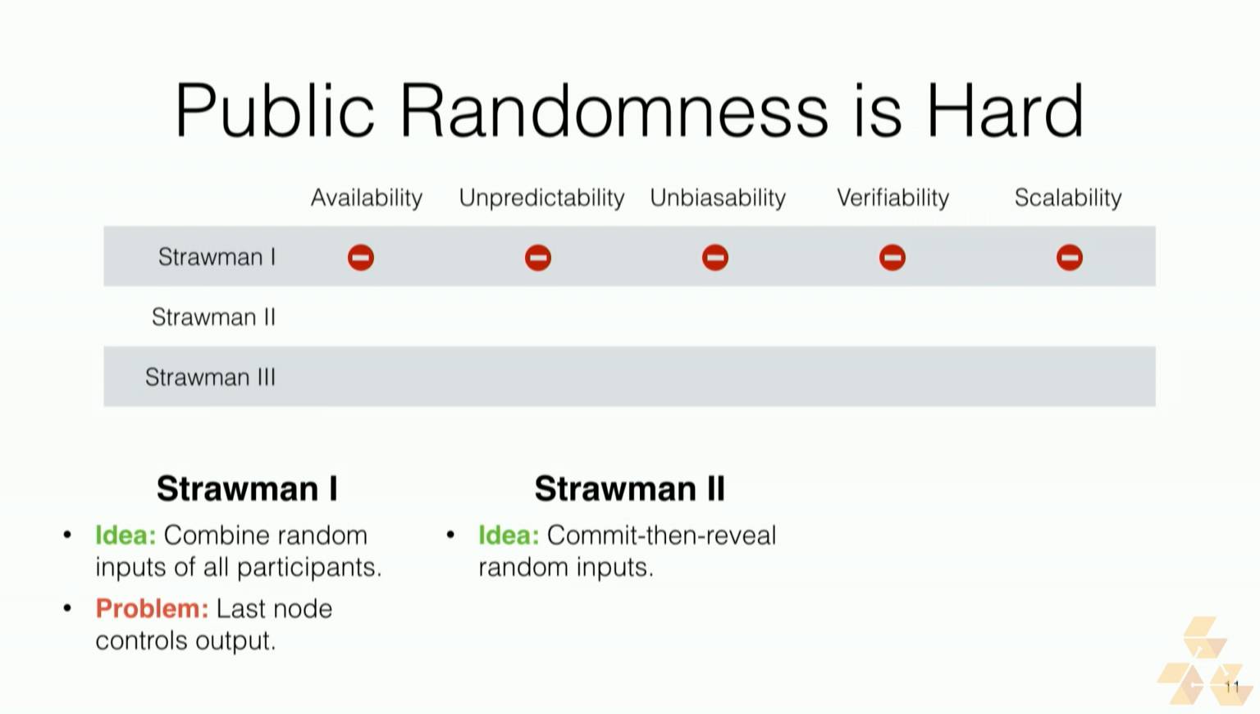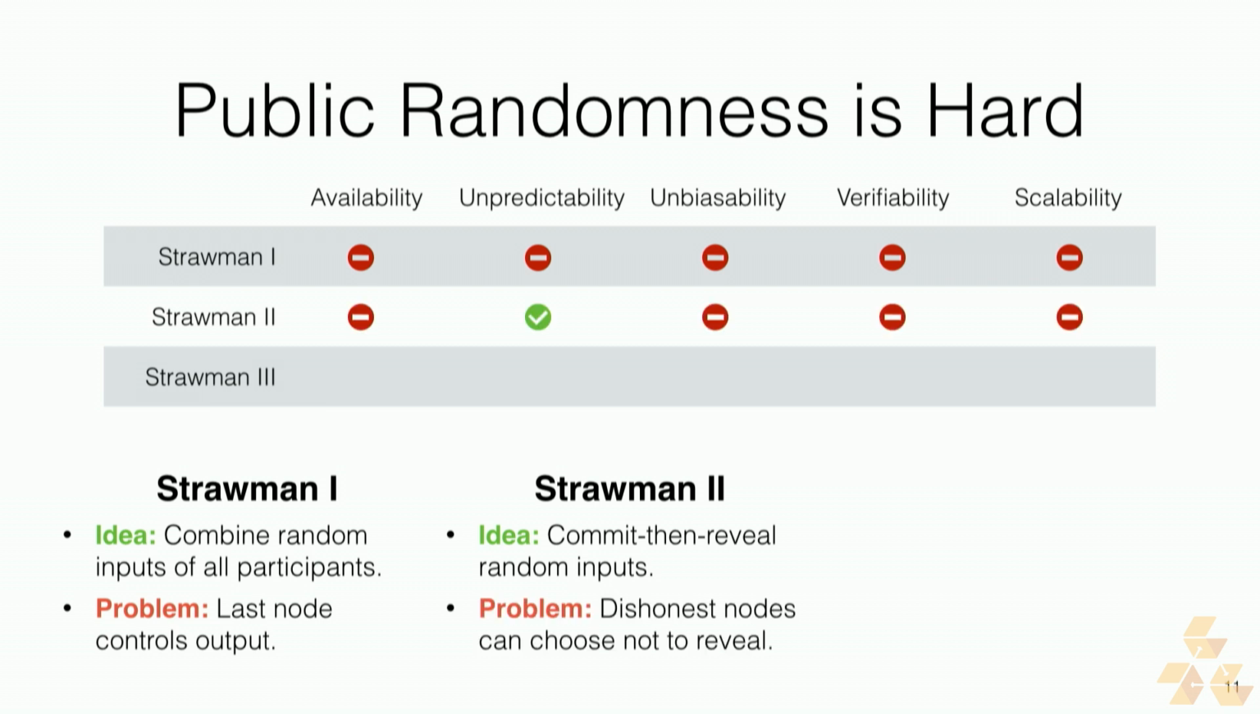We can fix this issue by going to a commit-then-reveal scheme. We first commit to our random strings and then we open up our commitments and combine them. However, again, the last participant, if he does not like what he's seeing, can just choose not to reveal his output and therefore abort the protocol and force it to restart, which is also a way to bias the randomness. So it does achieve unpredictability, but it does not achieve any of the 4 other properties that we want.